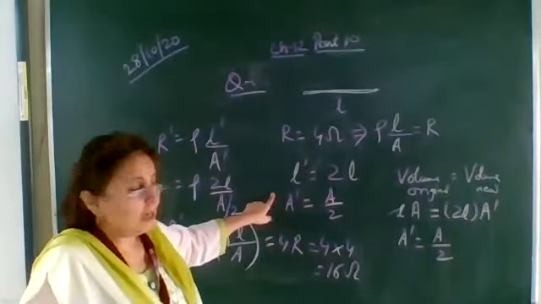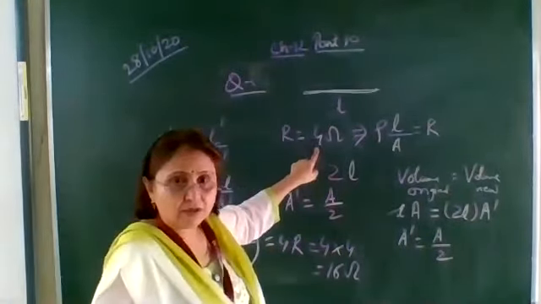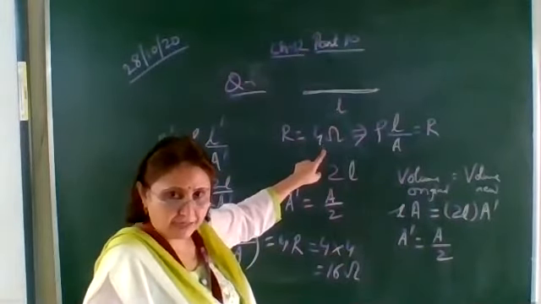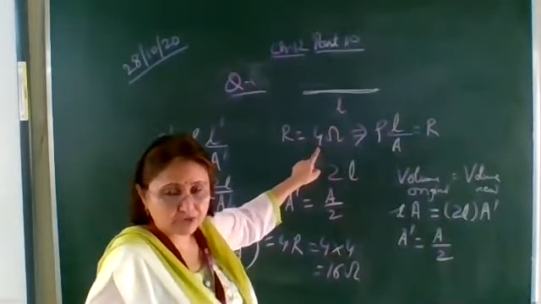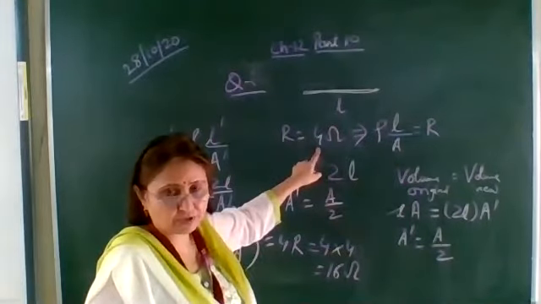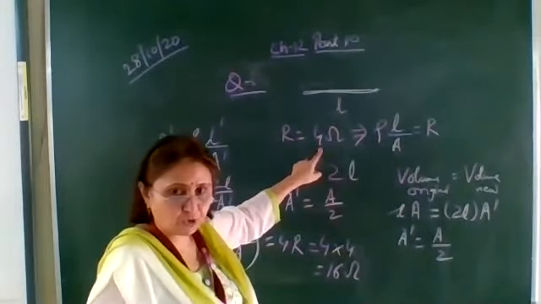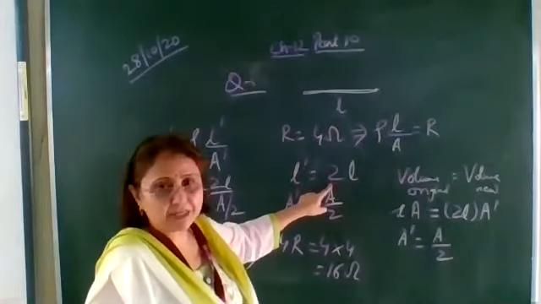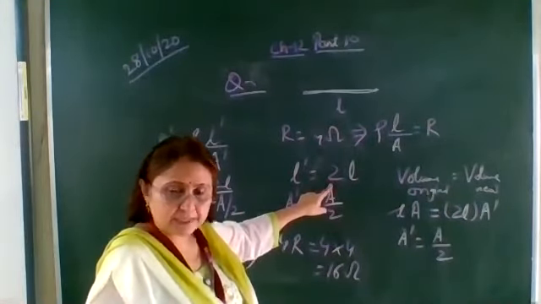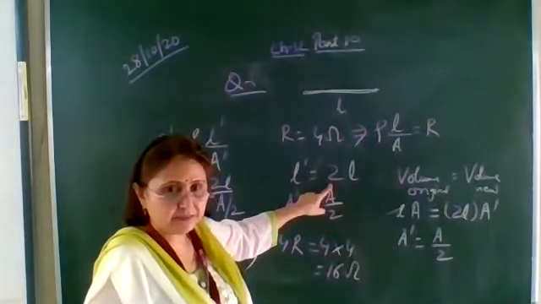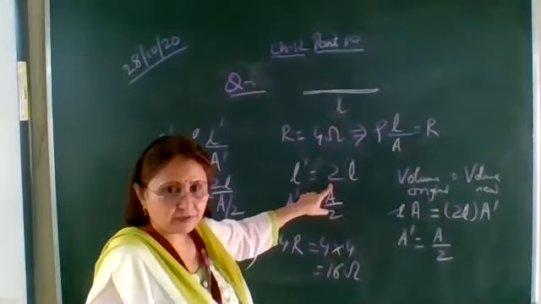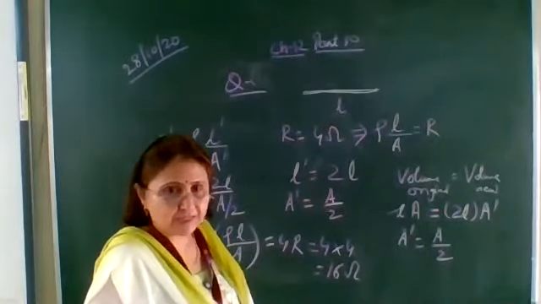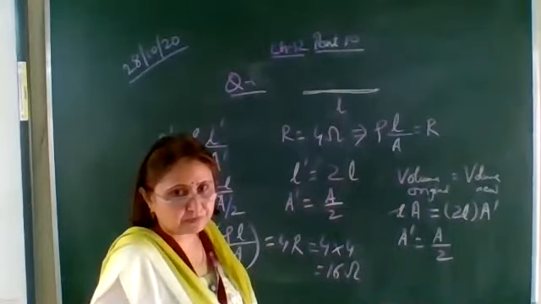Write down: a wire has a resistance 4 ohm, and this question had come in board exam also. A wire has a resistance 4 ohm. It is stretched to double its length. Find the new resistance.